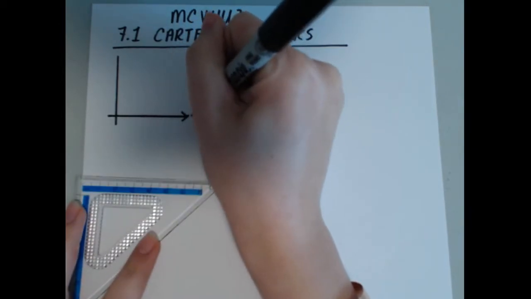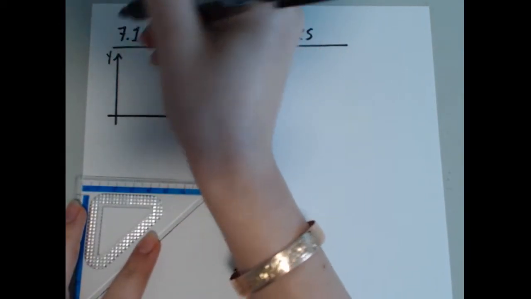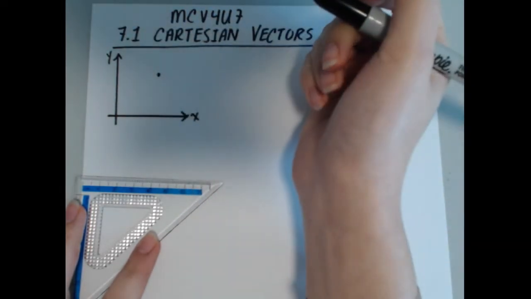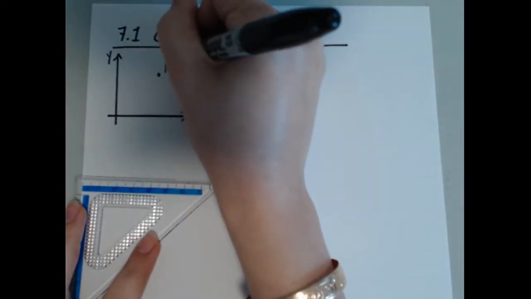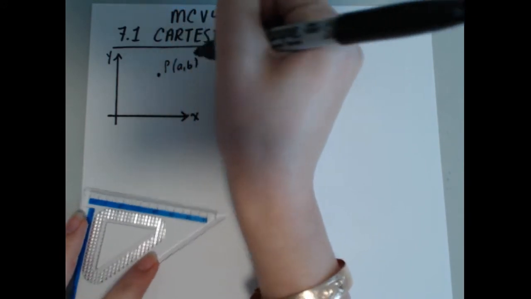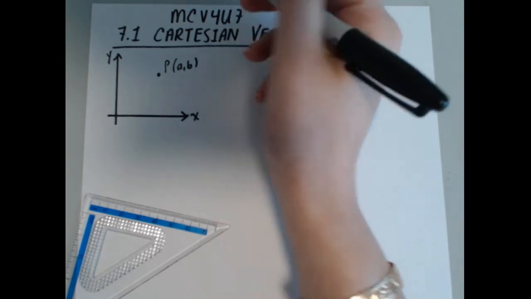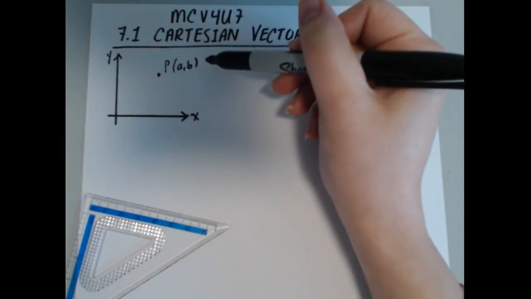Okay, so we've got our x-axis, we've got our y-axis, and I've got a point here in my two-dimensional space, and I'm going to call that point P, and it has coordinates (a, b). Now, notice that when I label a point, it's given by round brackets.